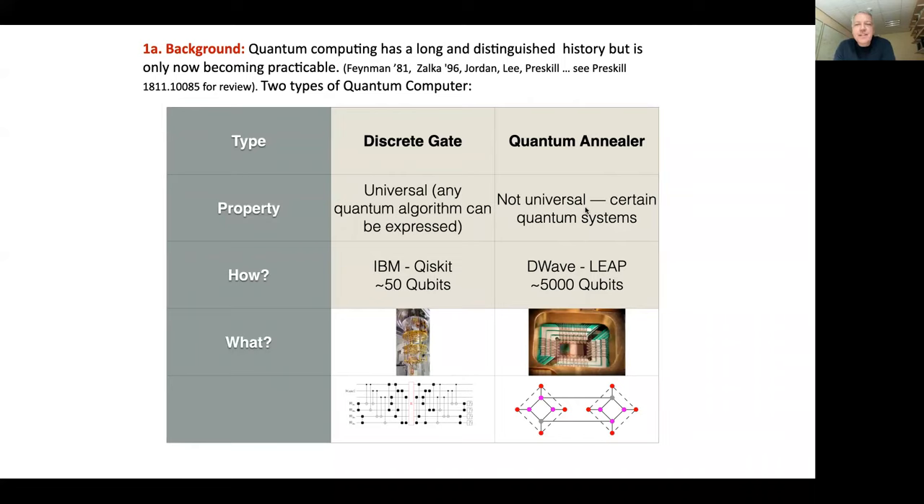The difference between them in terms of what's available now, you'll see on the left, IBM, if they're generous, you can get hold of maybe 50 qubit machines with IBM. The people that make quantum annealers, D-Wave, are the people who are preeminent in this field, which is a Canadian company based in Vancouver. They have machines which are 5,000 qubits. So that's reaching the sorts of scales where you can really start to think about a kind of continuum sorts of processes, real field theory sorts of things.